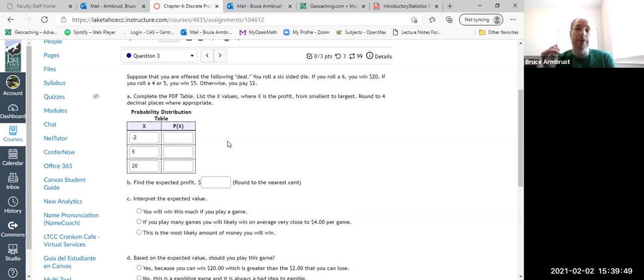So let's think probabilities again. Remember, they're fractions. The bottom of the fraction are all the possible outcomes, and the top of the fraction is the outcomes that we're interested in. So let's think about this. To get $20, what has to show up for me to get $20? Right? It's got to be a 6. So we're going to end up getting a probability of 1/6.